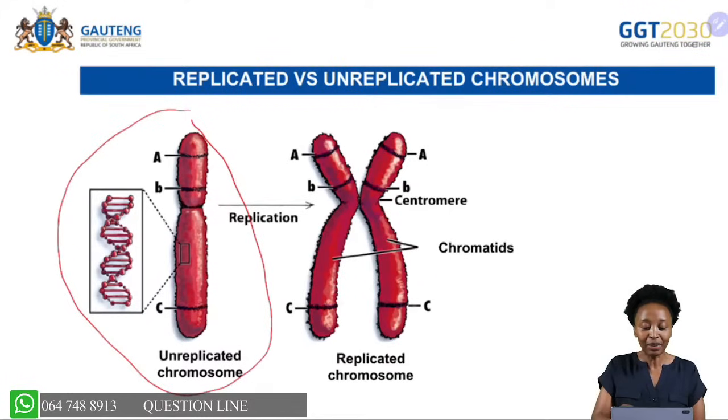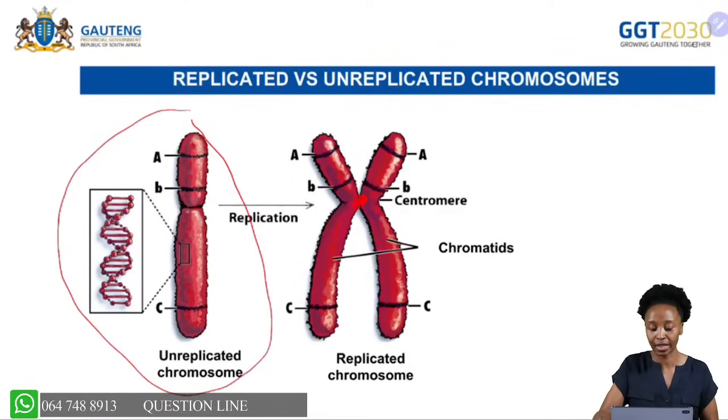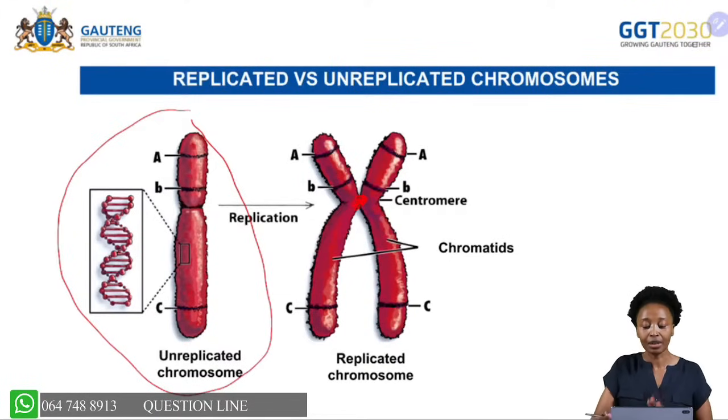And then when it's replicated, you can clearly see the two chromatids that are held together by the centromere at the center there. So we have the replicated and the unreplicated. This is before interphase or while interphase is taking place, and then at the end of interphase, just before cell division or prophase 1 takes place, it becomes replicated, and this is what you see. So those are the differences between the replicated and unreplicated.